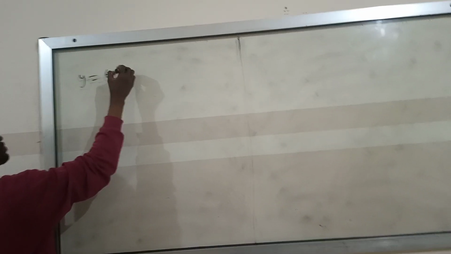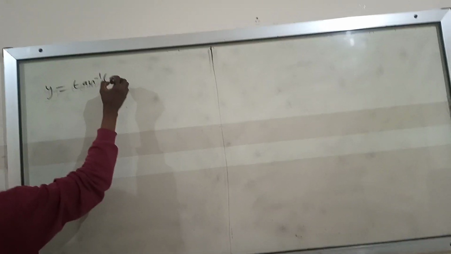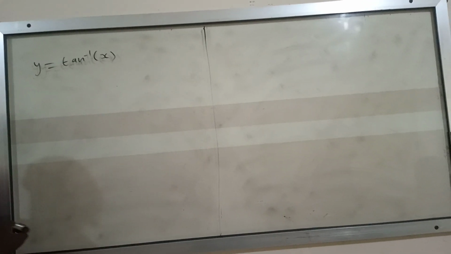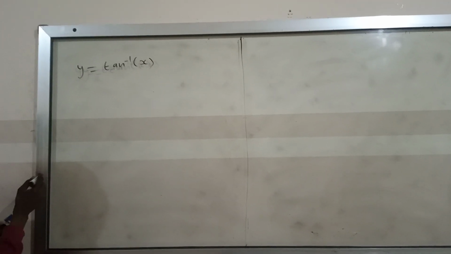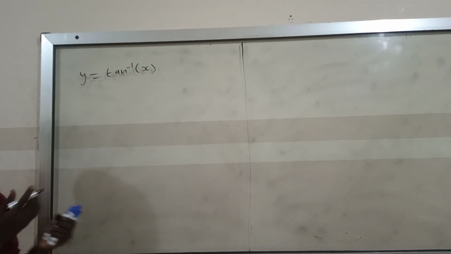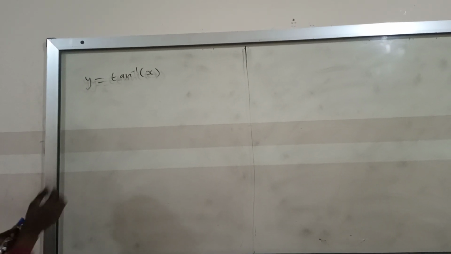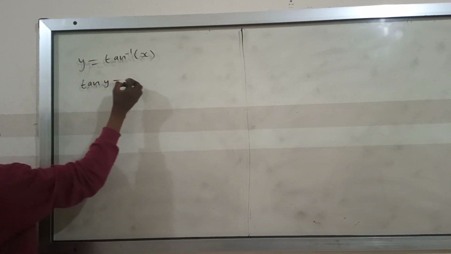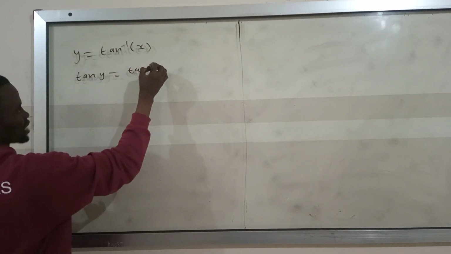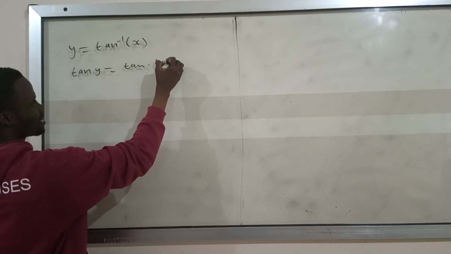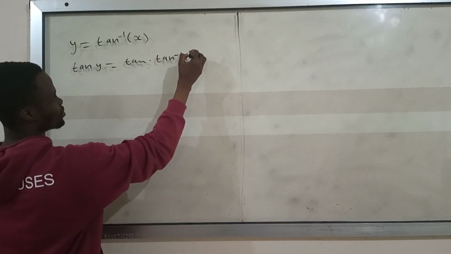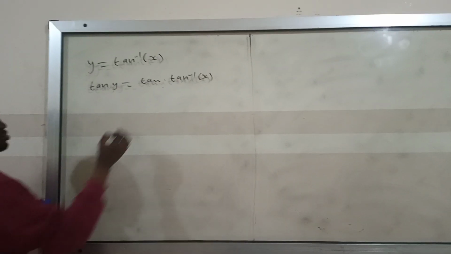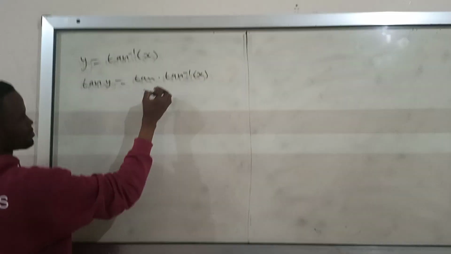y equal to what? Tan inverse. So y is equal to tan inverse of x. This one is simple. What you have to do is multiply both sides by tan. So if you do so, you're going to get tan y equal to tan times tan inverse of x. So this one is just like x times x inverse.